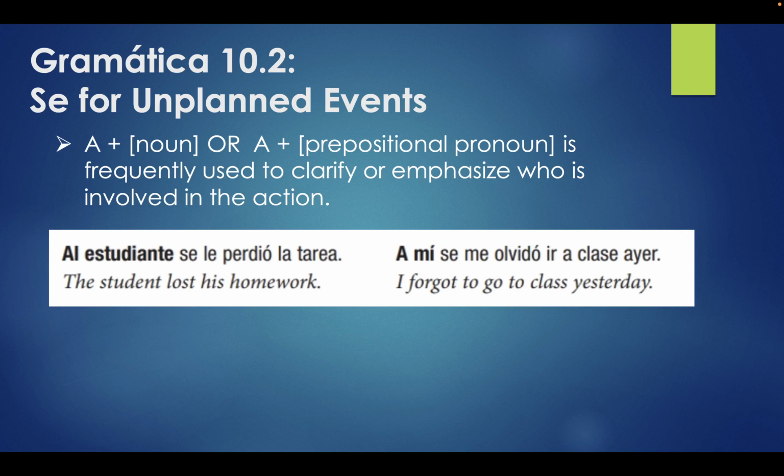A mí se me olvidó ir a clase ayer. Going to class yesterday was forgotten. It was forgotten to me. A mí se me olvidó. It just clarifies or emphasizes who is involved in the action. So again, you can use a noun like the student, the teacher, etc., or you can use a prepositional pronoun, a mí, a ti, a él, ella, usted, those kinds of things.